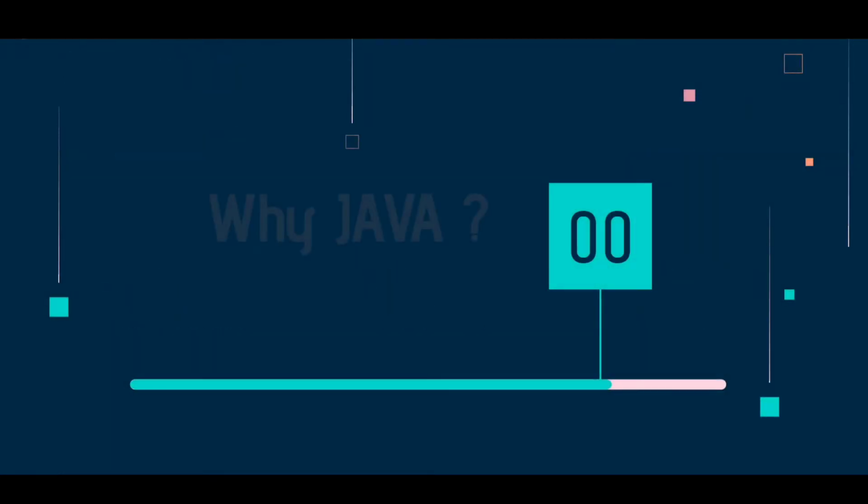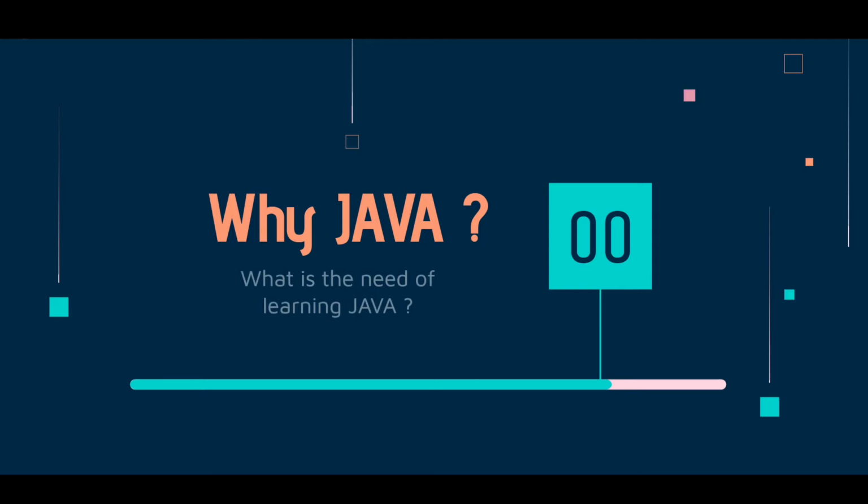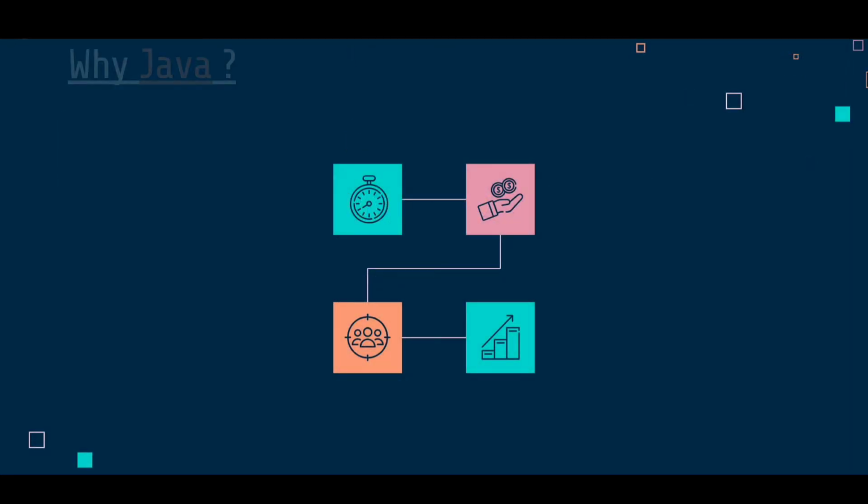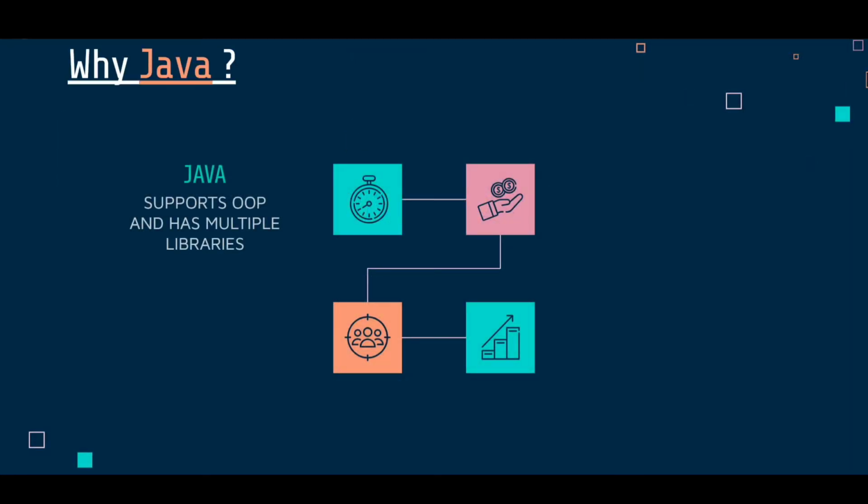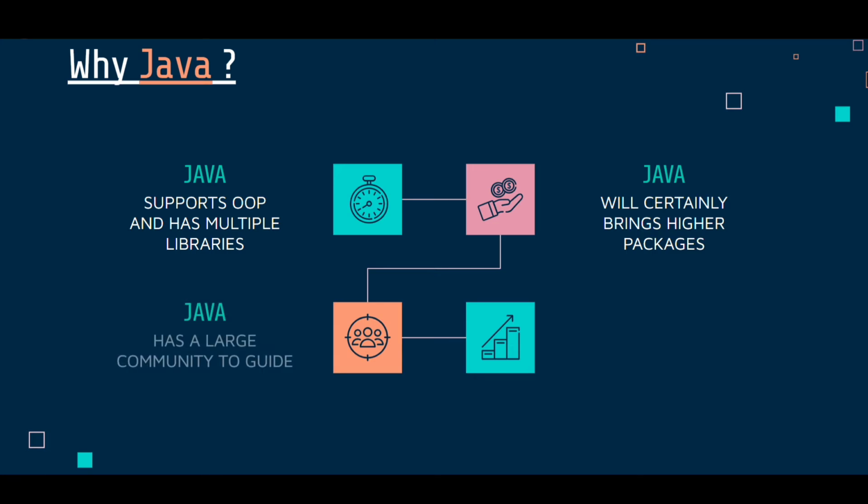Now we will see why one must learn Java. The first and the primary use is Java supports OOPs and has multiple libraries. Next, it certainly brings you higher packages due to its versatile nature in many of the areas. Java has one of the largest communities to guide us regarding any error caused while programming. Java also has demand in web development and app development.